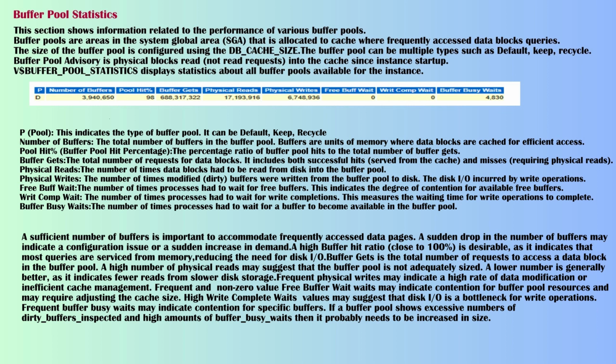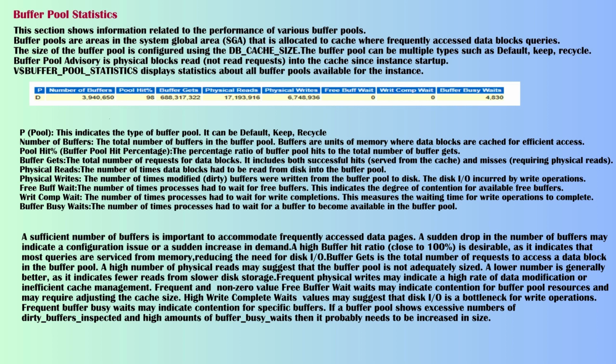$buffer_pool_statistics displays statistics about all buffer pools available for the instance. Pool: this indicates the type of buffer pool. It can be default, keep, or recycle. Number of buffers: the total number of buffers in the buffer pool. Buffers are units of memory where data blocks are cached for efficient access.